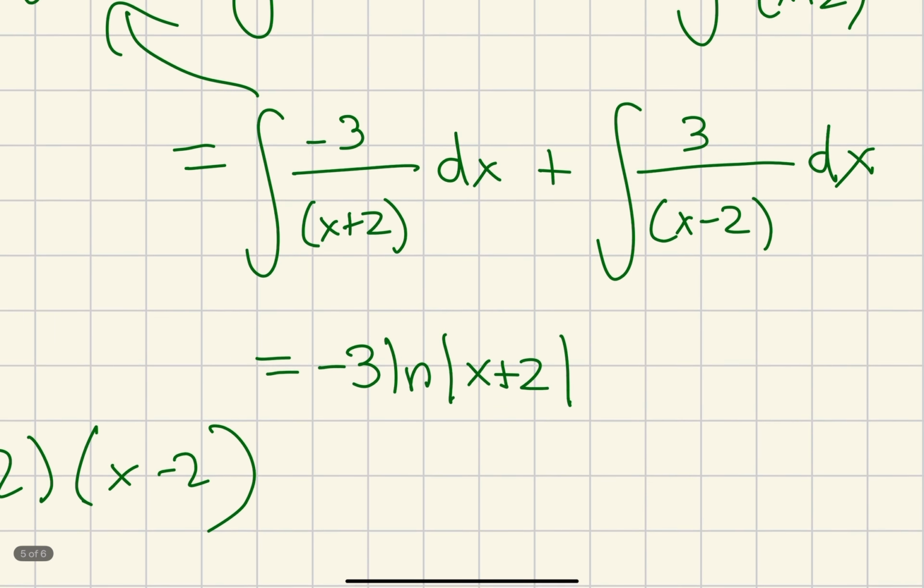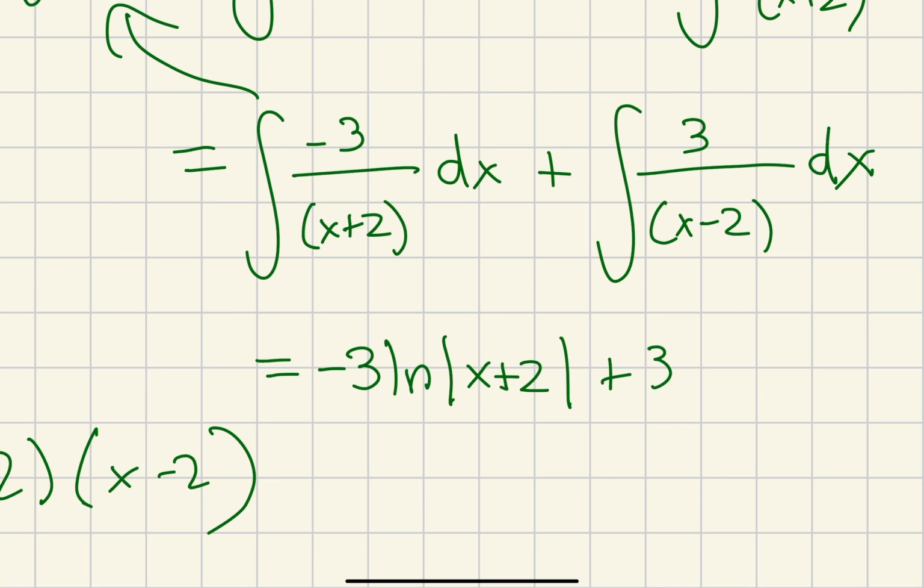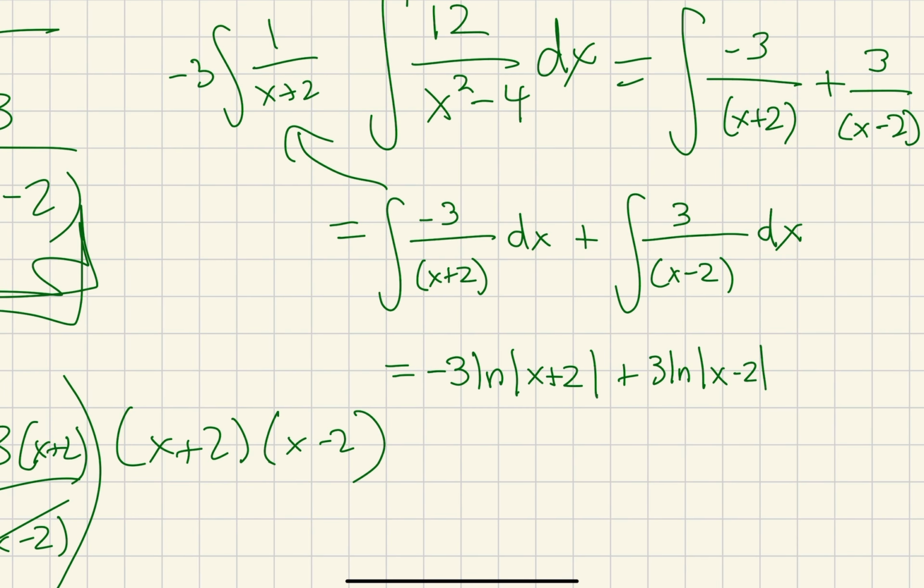So the next one would be 3 ln of absolute value of x minus 2. And then don't forget the plus C. So this is our answer.